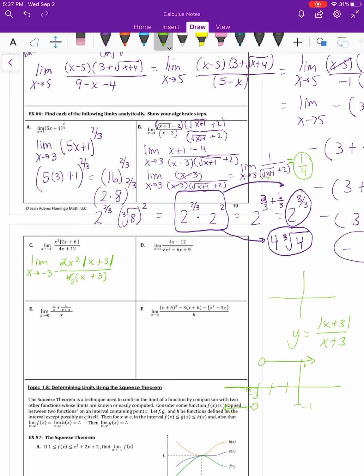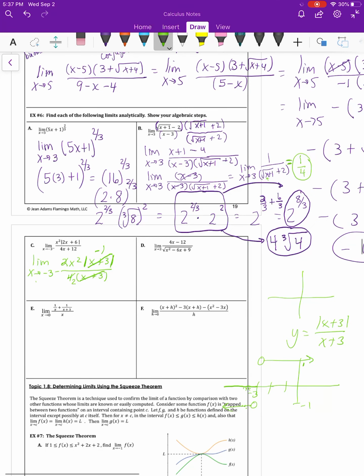So if I'm coming in from the left, this becomes -1. So I'm going to cancel those, but I need to remember it's a -1 when I cancel it because it's coming in from the left. So the limit as x approaches -3 from the left of -x squared over 2. And so now negative times -3 squared over 2, -9/2.